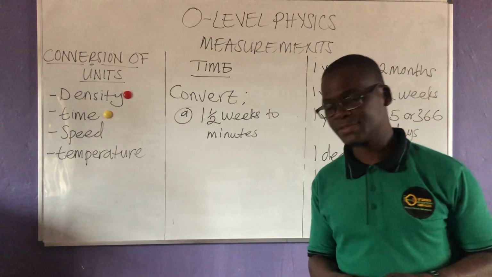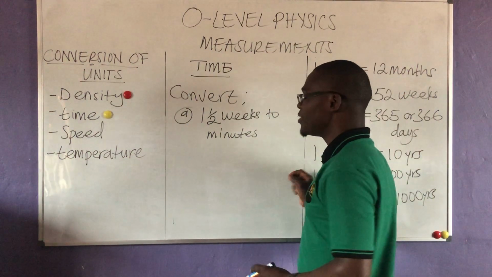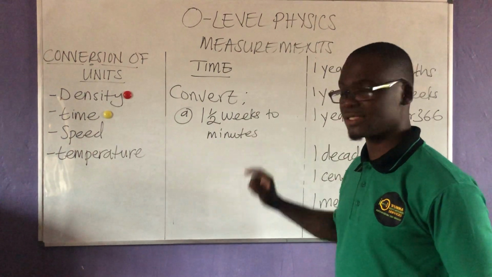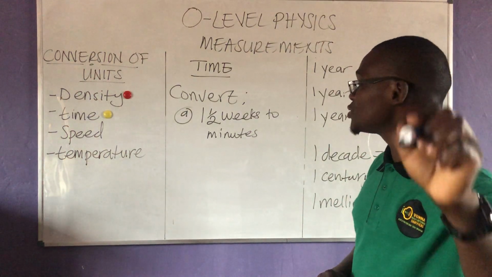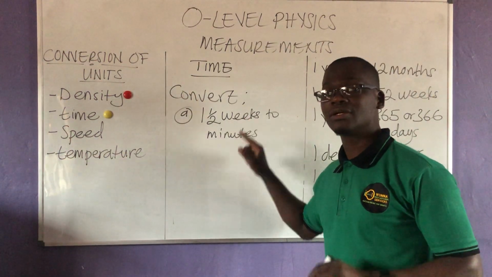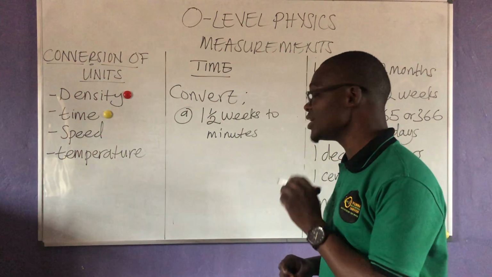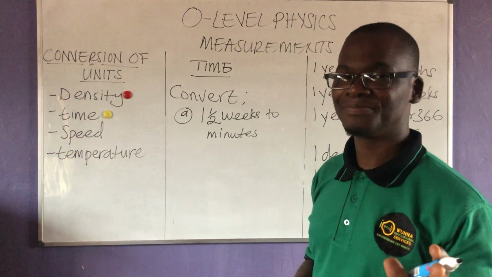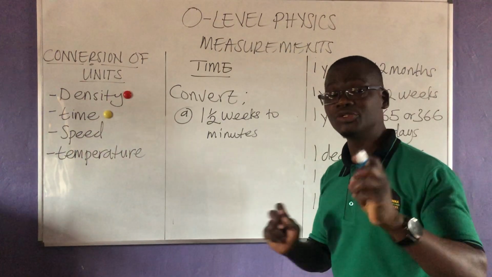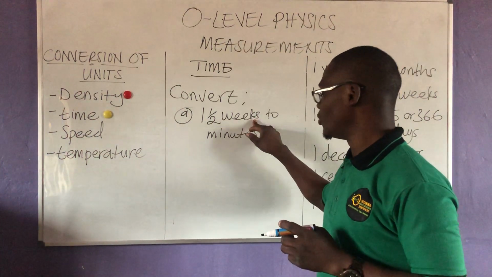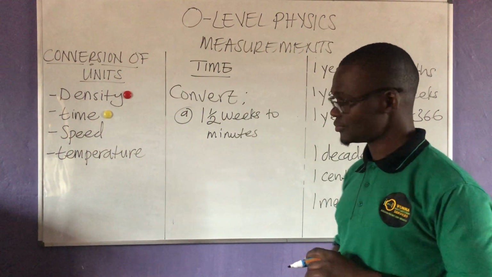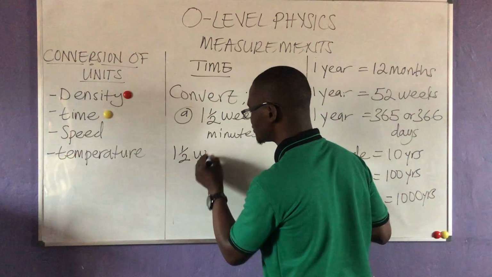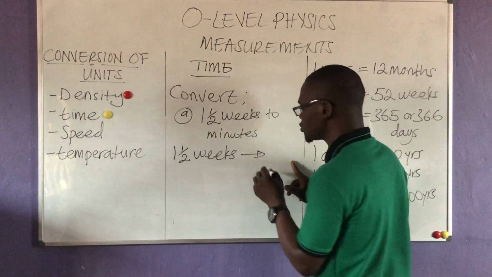1.5 weeks to minutes. Yes, we know that there is no direct relationship between weeks and minutes. That means that we shall first of all change the weeks to days, then from days to hours, and from hours to minutes. Otherwise, we don't have that direct relationship between weeks and minutes. So, we can have 1.5 weeks, first of all, changed to days.